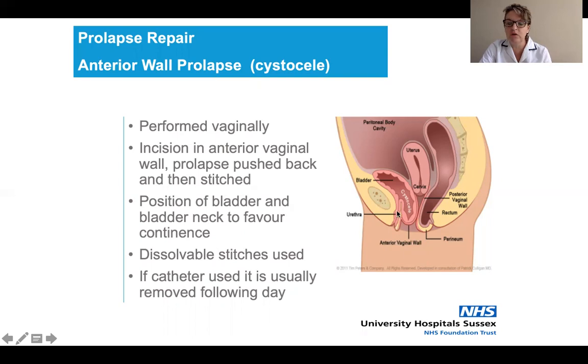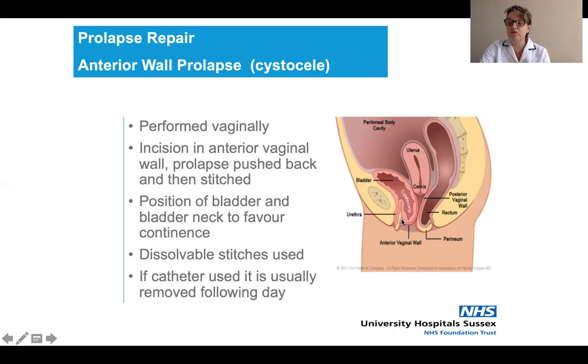This is your urethra where you pass water, and the bladder. This is the vaginal space here. This is the cervix and uterus here. And this is the back passage where you pass motion, going up into the rectum and the colon. So if you have a look at this front wall of the vagina here, you can see there's a bulge in the front wall of the vagina, and this is an anterior wall prolapse.